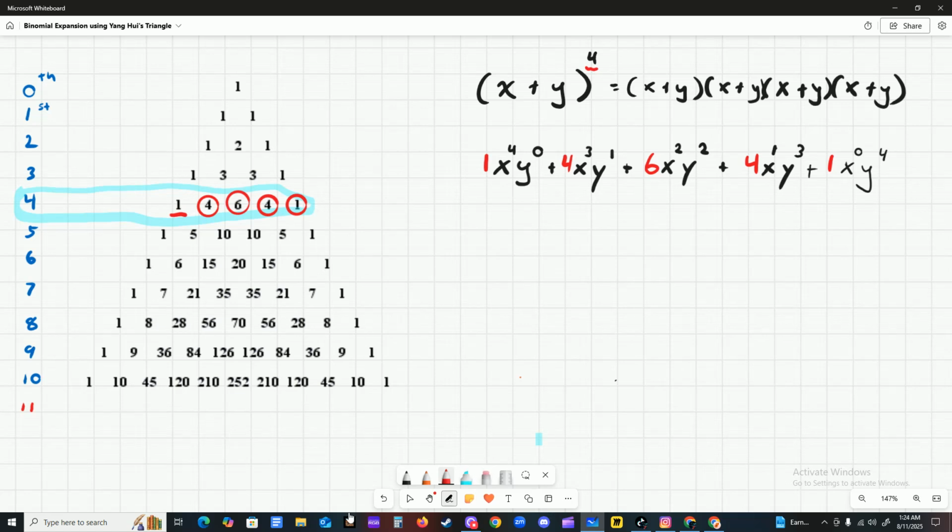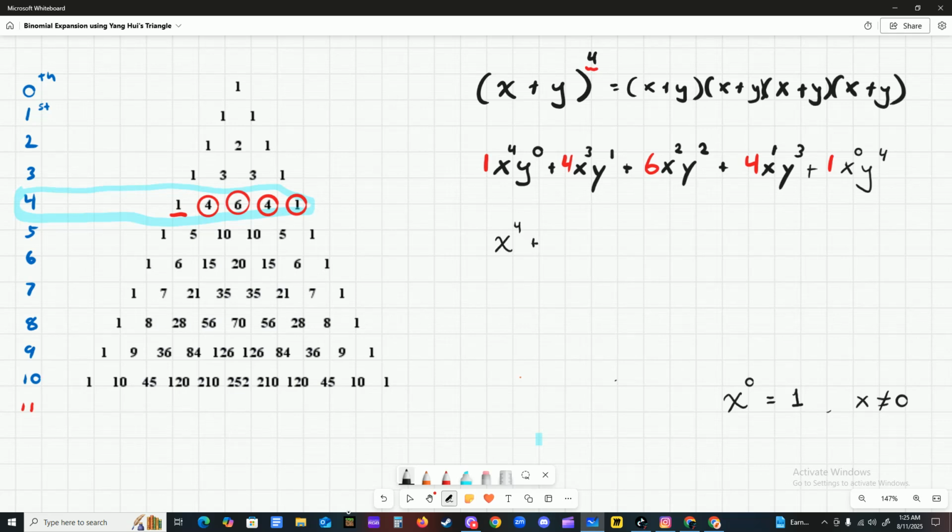But we can simplify this even further because there's a rule of exponents for any number x raised to the 0 power is equal to 1. But there's a caveat. X cannot equal 0 because 0 to the 0 power is undefined or indeterminate. So we can't do that. So now y to the 0 power is 1. So we're going to simplify this. So 1 times x to the 4th times 1. Well, that's just x to the 4th.